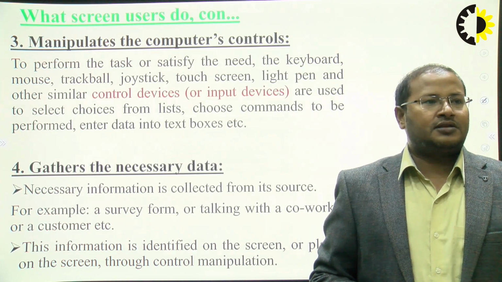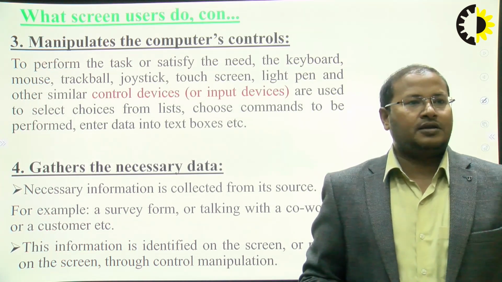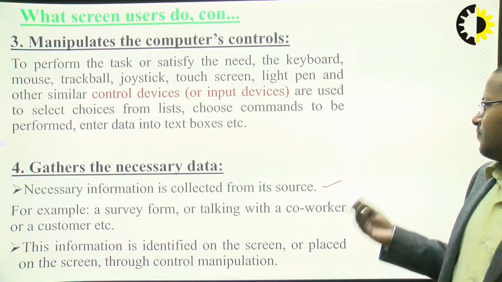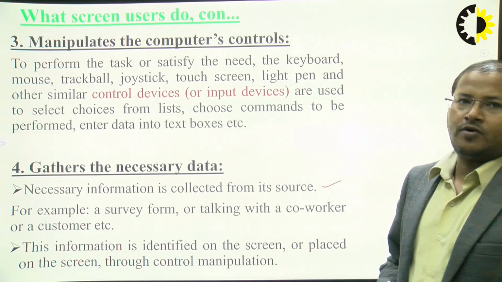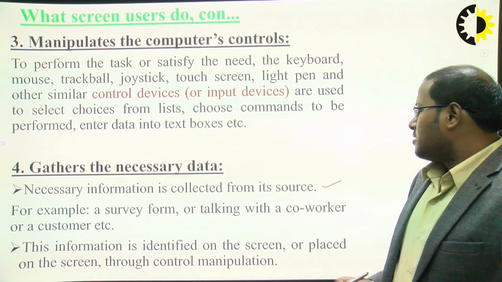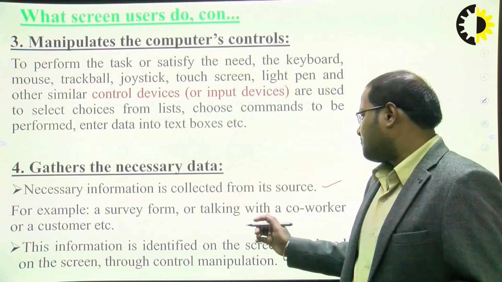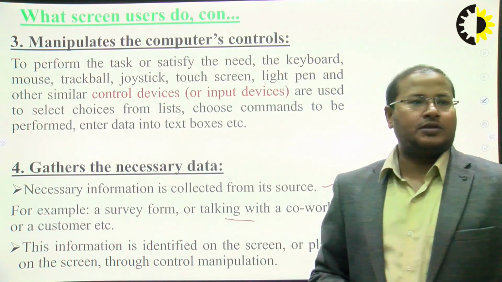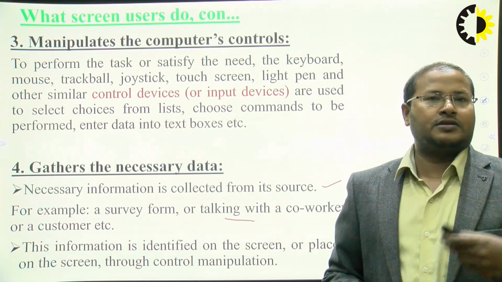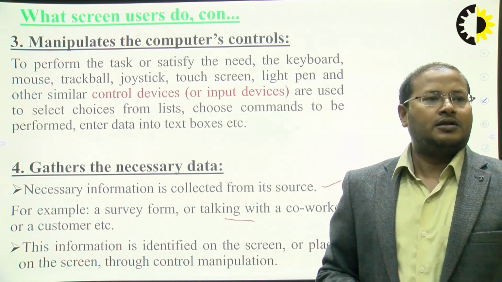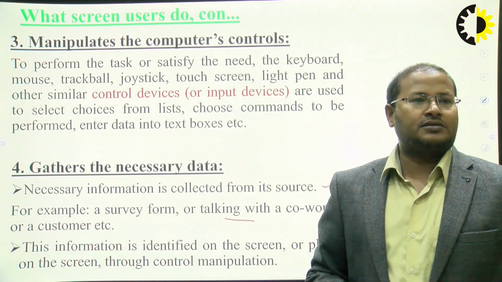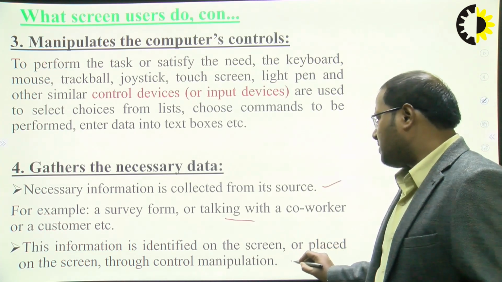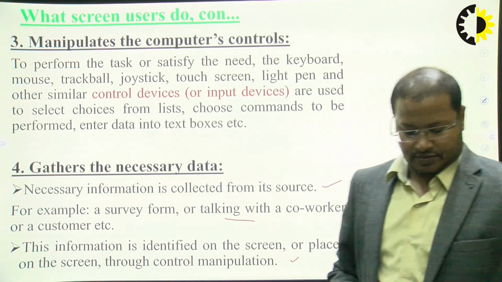The user collects the necessary data. Necessary information is collected from its source. For example, if we are taking a survey, that survey form is used for collecting the necessary data. Talking with a co-worker or customer: if we talk with the customer or a co-worker who is working in that company, then we can collect the necessary information regarding implementation and screen designing. This information is identified on the screen or placed on the screen through control manipulation.